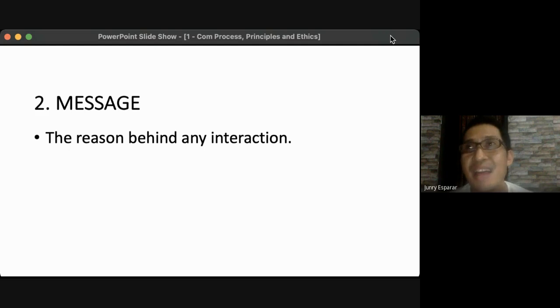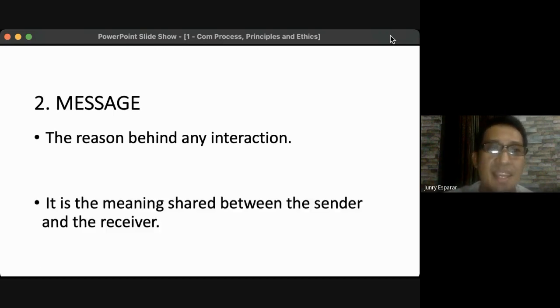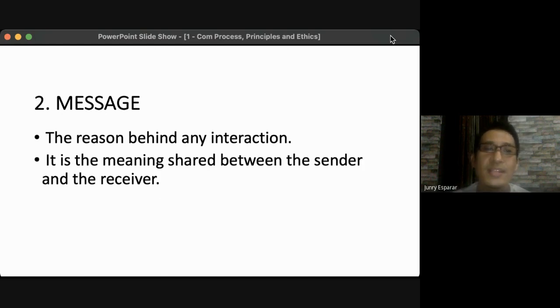You might say, oh, I don't have any reason why I come here, I just want to see you. But that is a reason, right? Which means that any interaction that we are making, whether verbal or non-verbal, the reason behind it is the message that you want to deliver. It is the meaning shared between the sender and the receiver, right?